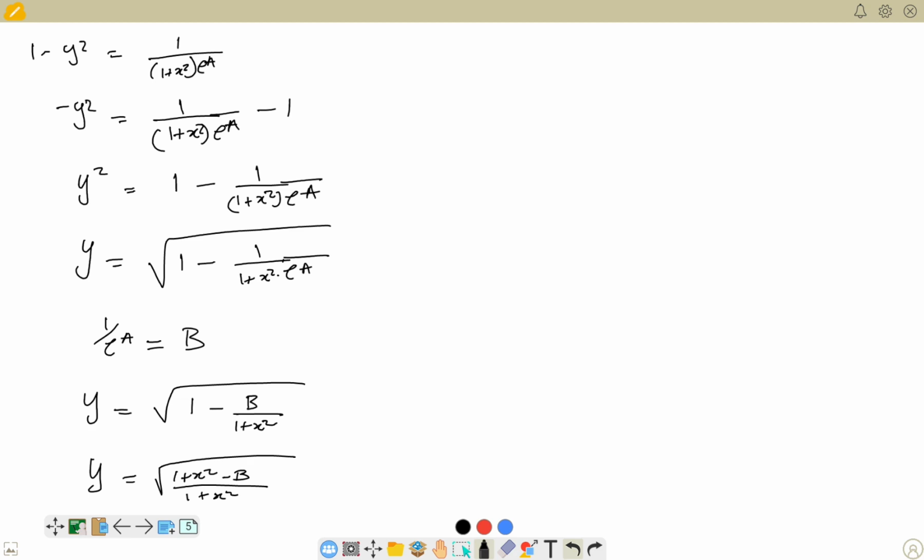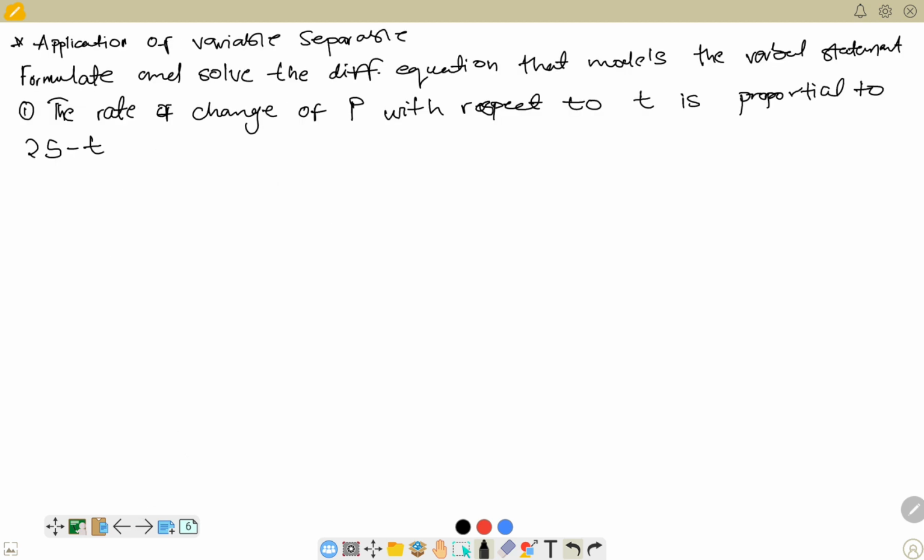So that was finding a general solution of a differential equation. So let's see what we have next. I think now we need to look at application of differential equation. So we can look at application of variable separable. Let's look at this word problem here that we are having. The problem says formulate and solve the differential equation that models the verbal statement. So what is the verbal statement? That is problem number one.